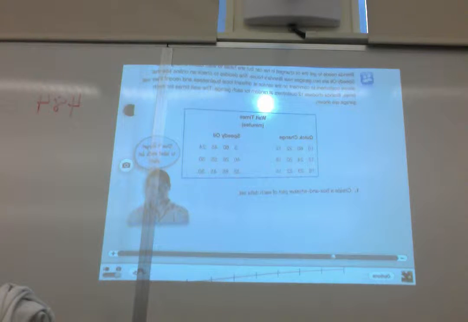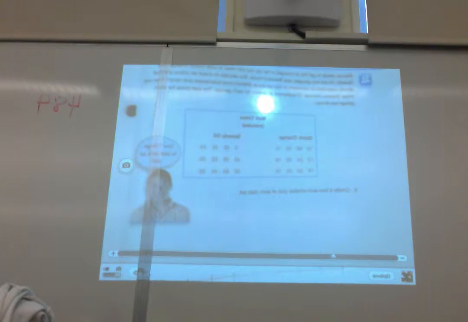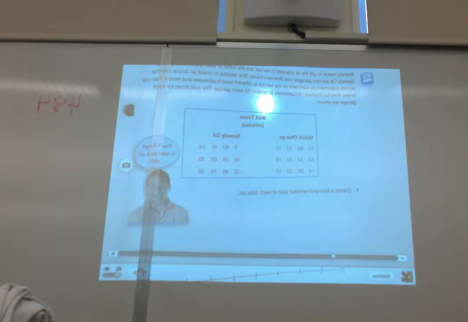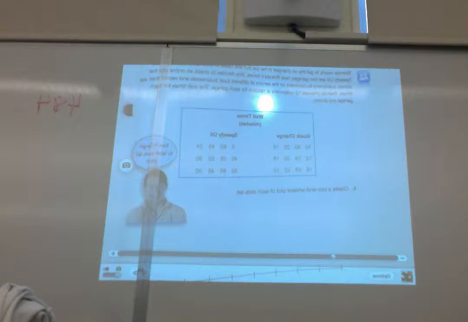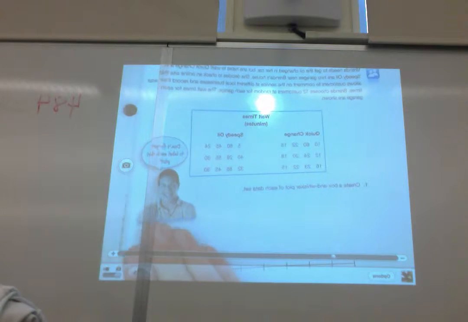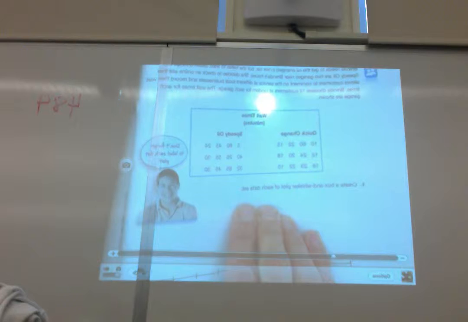Let's divide and conquer. These 3 tables, you're going to put into one of your lists: quick change. Back tables, you're going to put into one of your lists: speedy oil. Once you do that, we need you to get to the statistics or stat calc button and find the min, max, median, Q1, Q3. Use your calculator to help you out there.